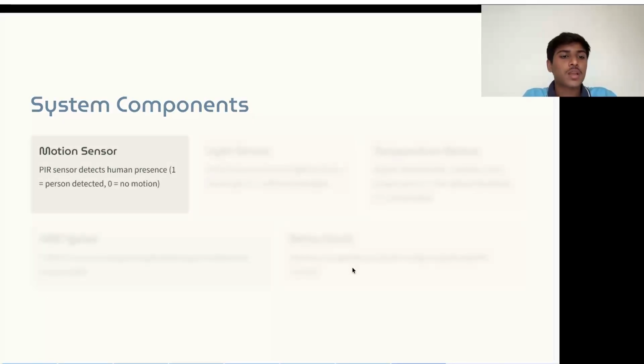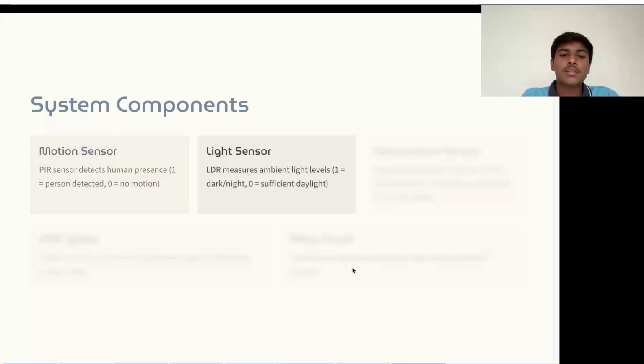System components. First we need motion sensors, PIRs. The PIR sensor detects human presence. 1 means person detected, 0 means no motion. The light sensor turns lights on and off: 1 for dark night, and 0 for sufficient daylight.